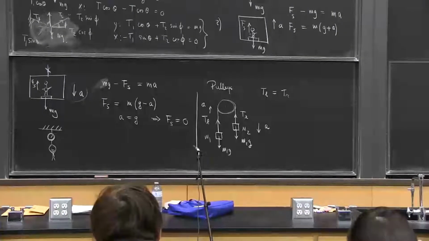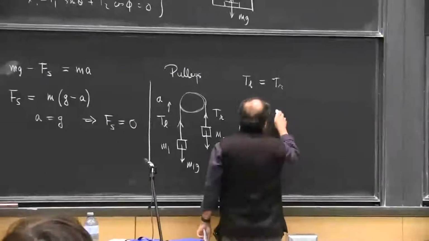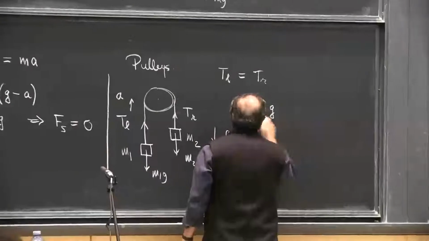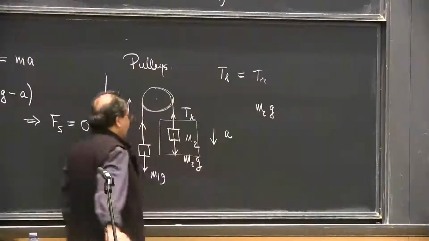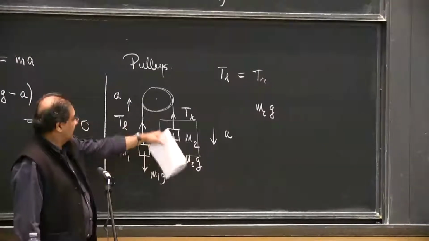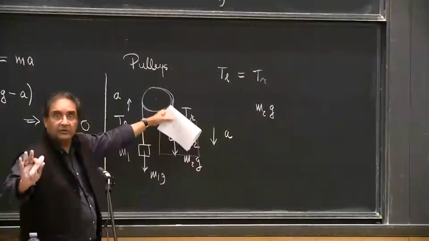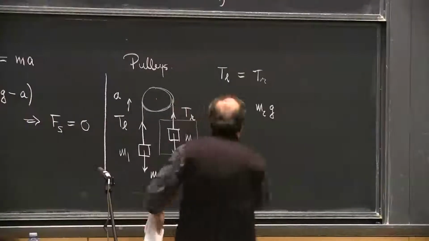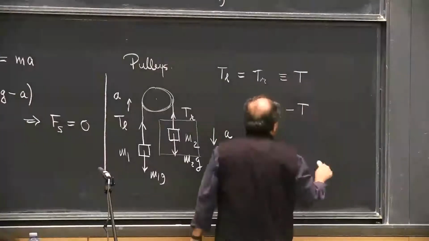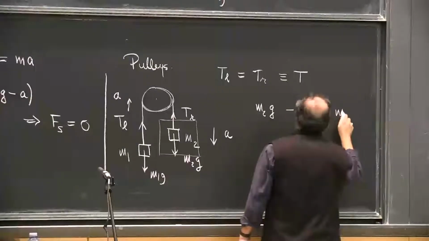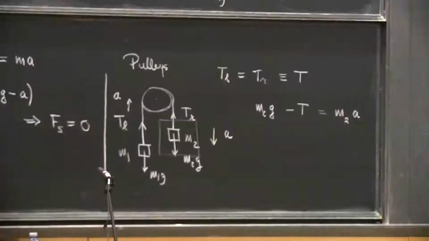All right. So if that is the case, then I should be able to say that M2G is the winning force for the right guy. So I'm just focusing on this story here. This is the free body diagram, or the force diagram, for M2. I'm going to set up the life story of M2 in terms of my equations. M2G is downward, minus T. T left and T right are the same, so I call it T, is equal to M2A. So that's my equation for mass M2.